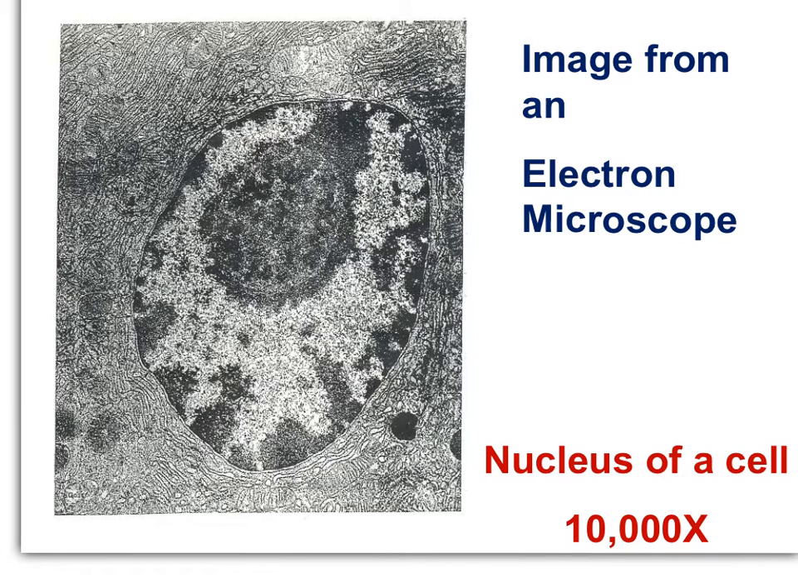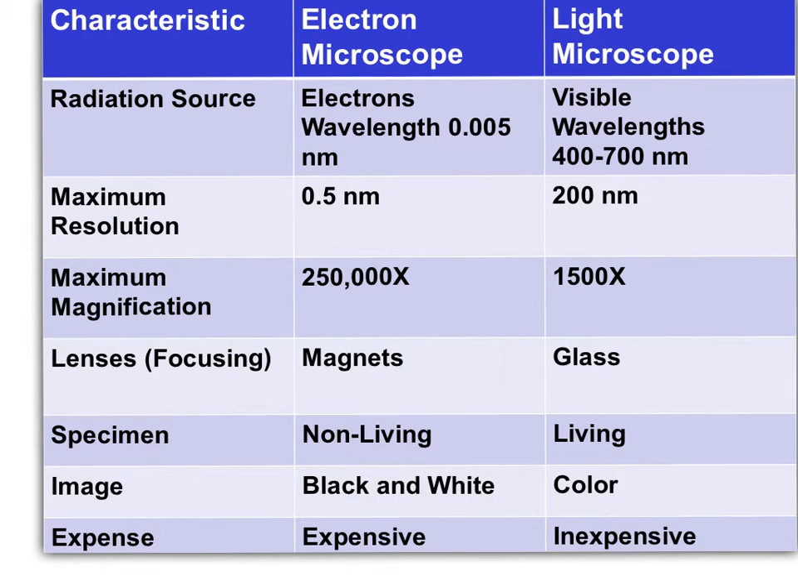This is an image of a nucleus within a cell. The image is magnified more than 10,000 times with an electron microscope. Here's a comparison of the electron and light microscopes. While the electron microscope allows for high magnification, and the distance between 2 points in order to be resolved is very short, this is high resolution, the light microscope allows one to view living specimens in color. In other words, the light microscope allows one to see motion in natural colors.